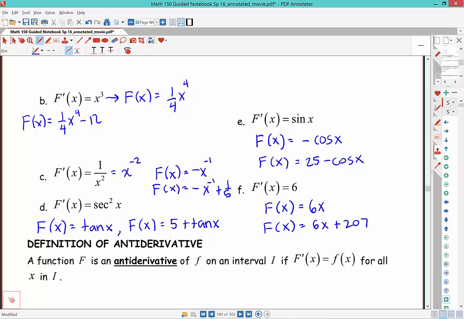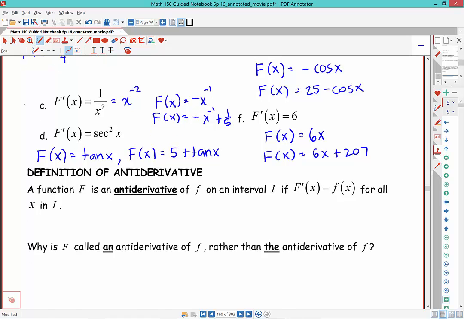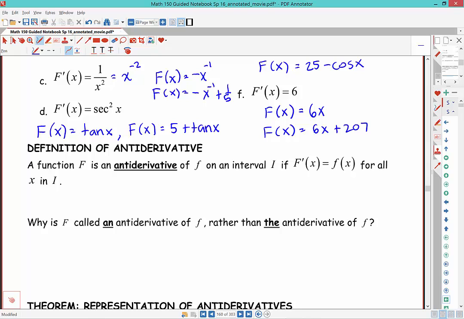So here we go. Definition of an antiderivative. A function capital F is considered to be an antiderivative of f on an interval I if capital F prime at x equals f at x for all x in I. So why is F called an antiderivative of f rather than the antiderivative? Good. We noticed that a constant could have zeroed out.